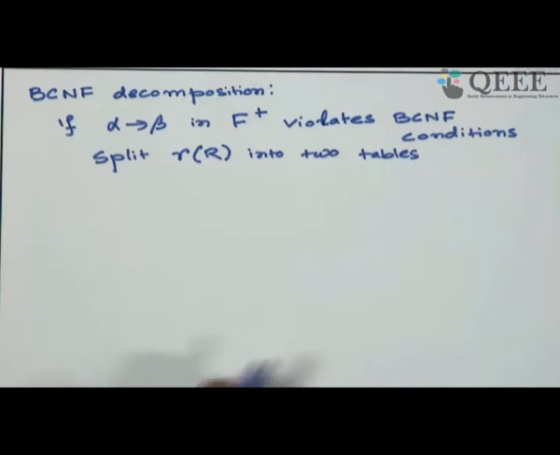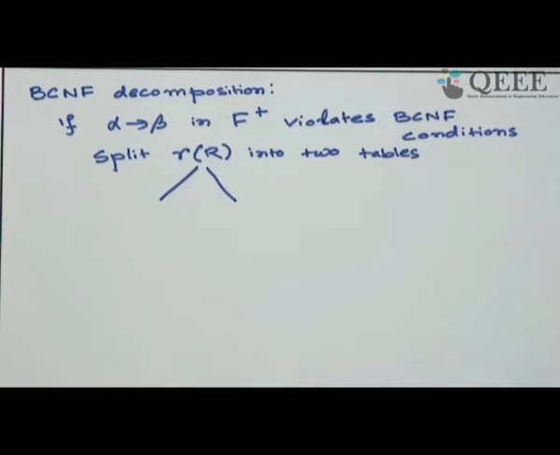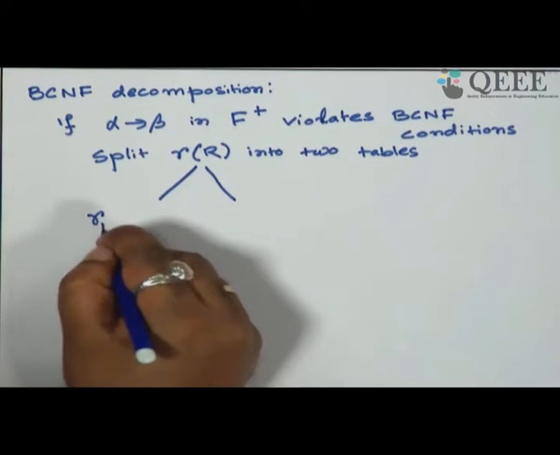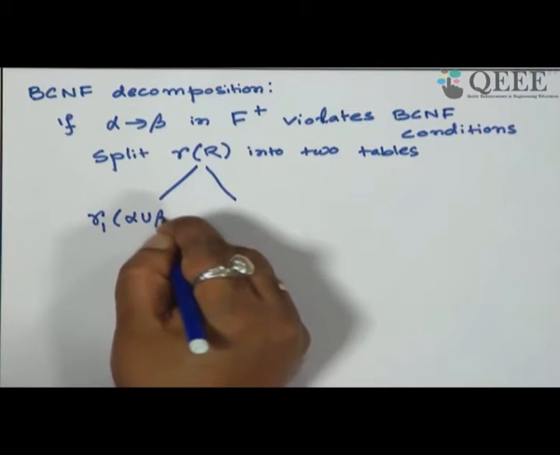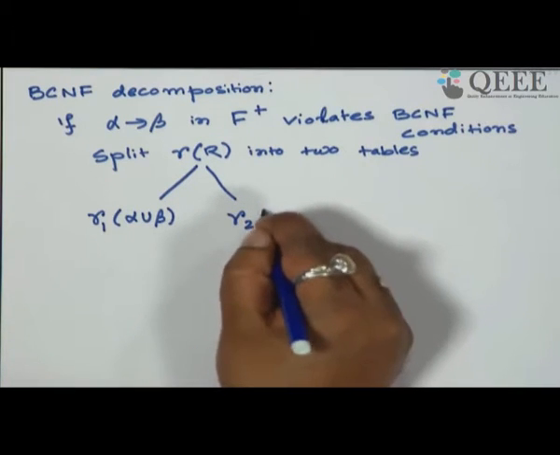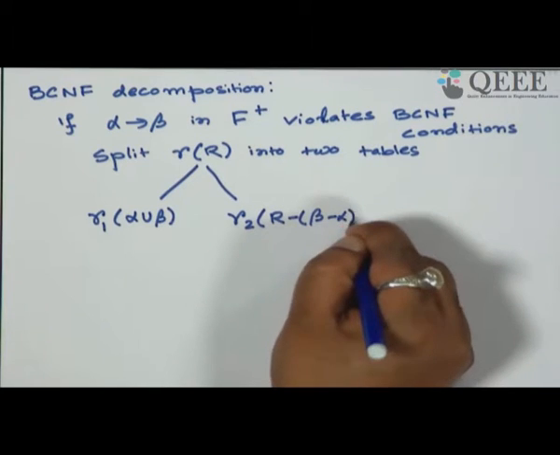In case there is one rule in F plus which violates the two conditions I mentioned before, super key or trivial, you split it into two tables. This process is known as decomposition or a normalization process. One table has attributes only alpha union beta, only the attributes alpha and beta. The other table has the attributes R minus beta minus alpha.